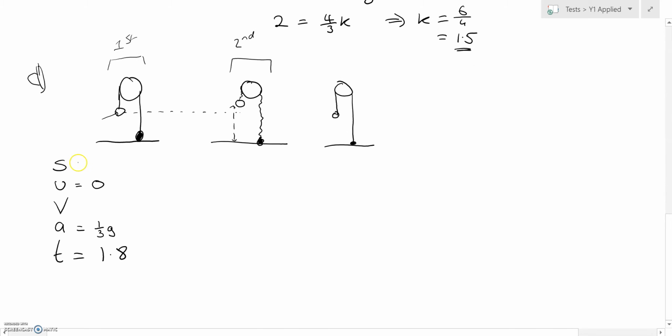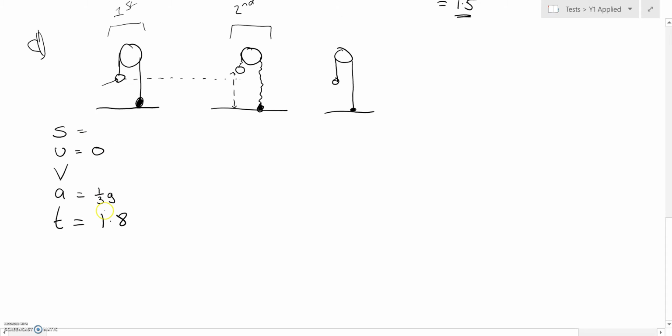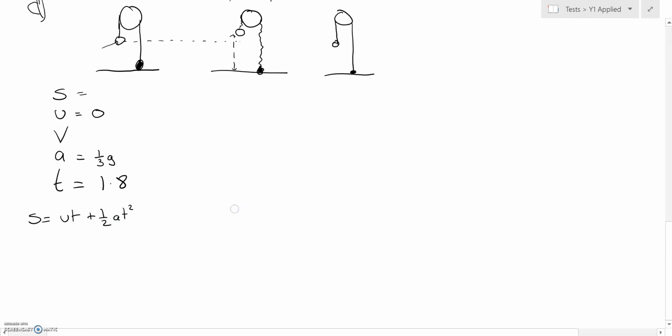Now we're interested in the distance moved. So let's work out S. If we have U, A, and T, we use our favorite equation, S equals UT plus half AT squared. This one's pretty much used every single time. If we put all our information in there, U is 0, so the first term disappears. So it's going to be plus a half times 1/3 G times T squared. Now I'm going to change T into a fraction, just because this is a little bit easier to deal with.